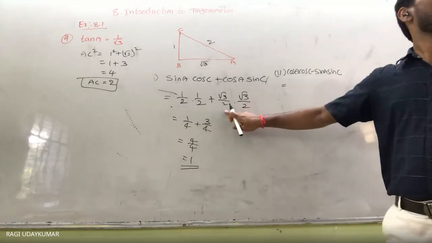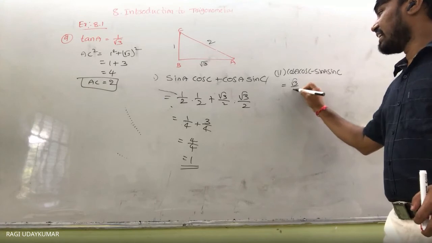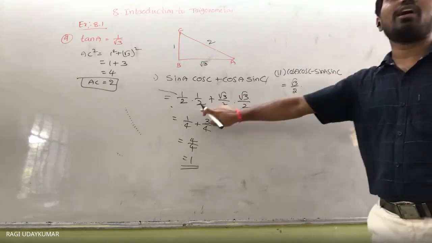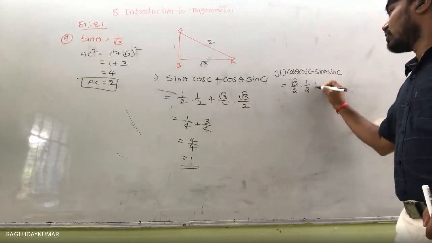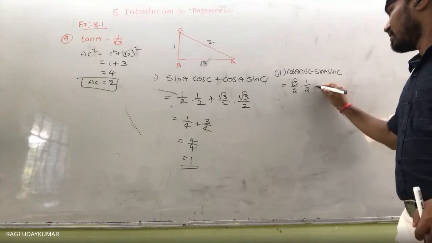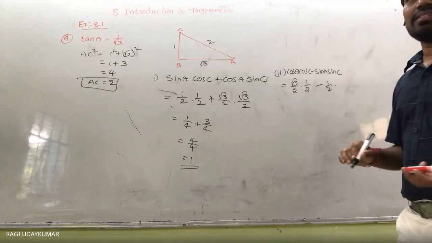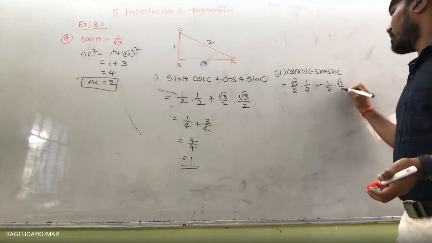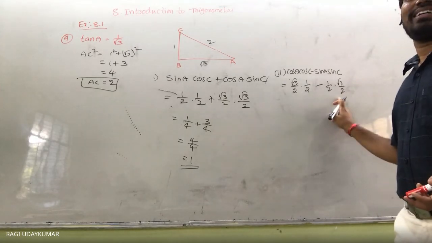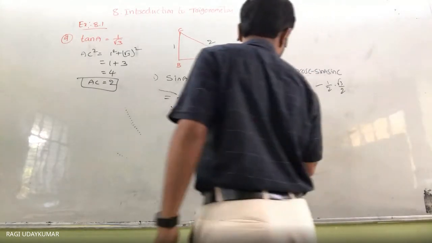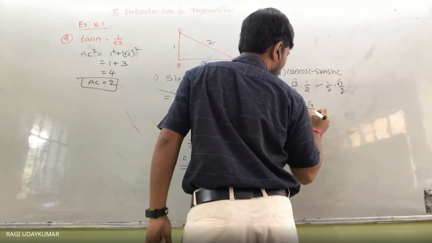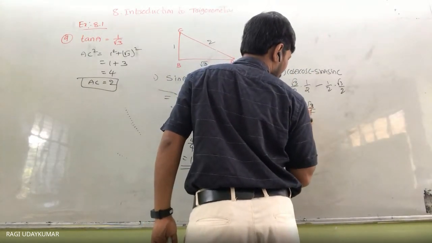Cos A निकाल दिया. That is √3 by 2. Cos C भी already निकाल दिया. That is 1 by 2. Minus. Sin A is already 1 by 2. Sin C is, तो ये दोनों सेम है. √3 by 4 minus √3 by 4 आएगा. So which is equals to 0.